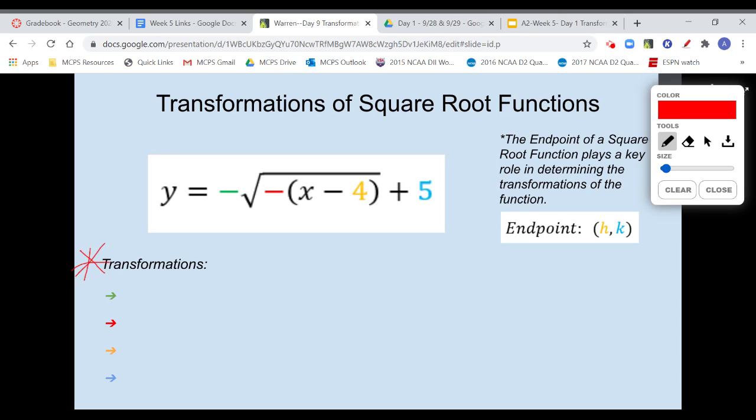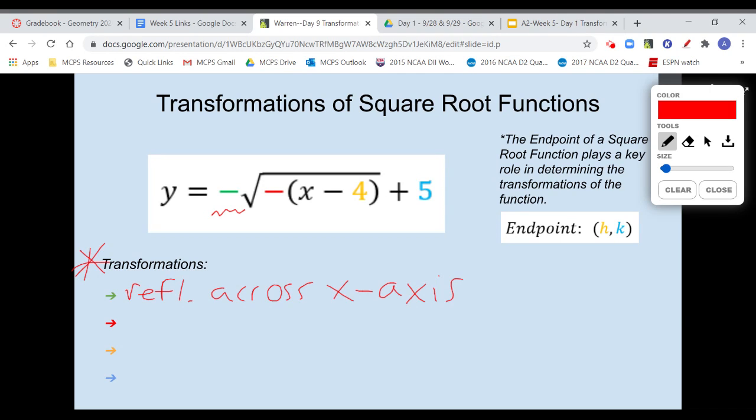So basically, moving left to right, I'm starting with this negative sign that's in green. It's outside of this square root symbol out in front. Since there is a negative out in front, that tells me that I have a reflection across the x-axis. And I just abbreviated the word reflection to REFL, reflection across the x-axis. Anytime there's a negative sign in front of the square root, that is what you have.